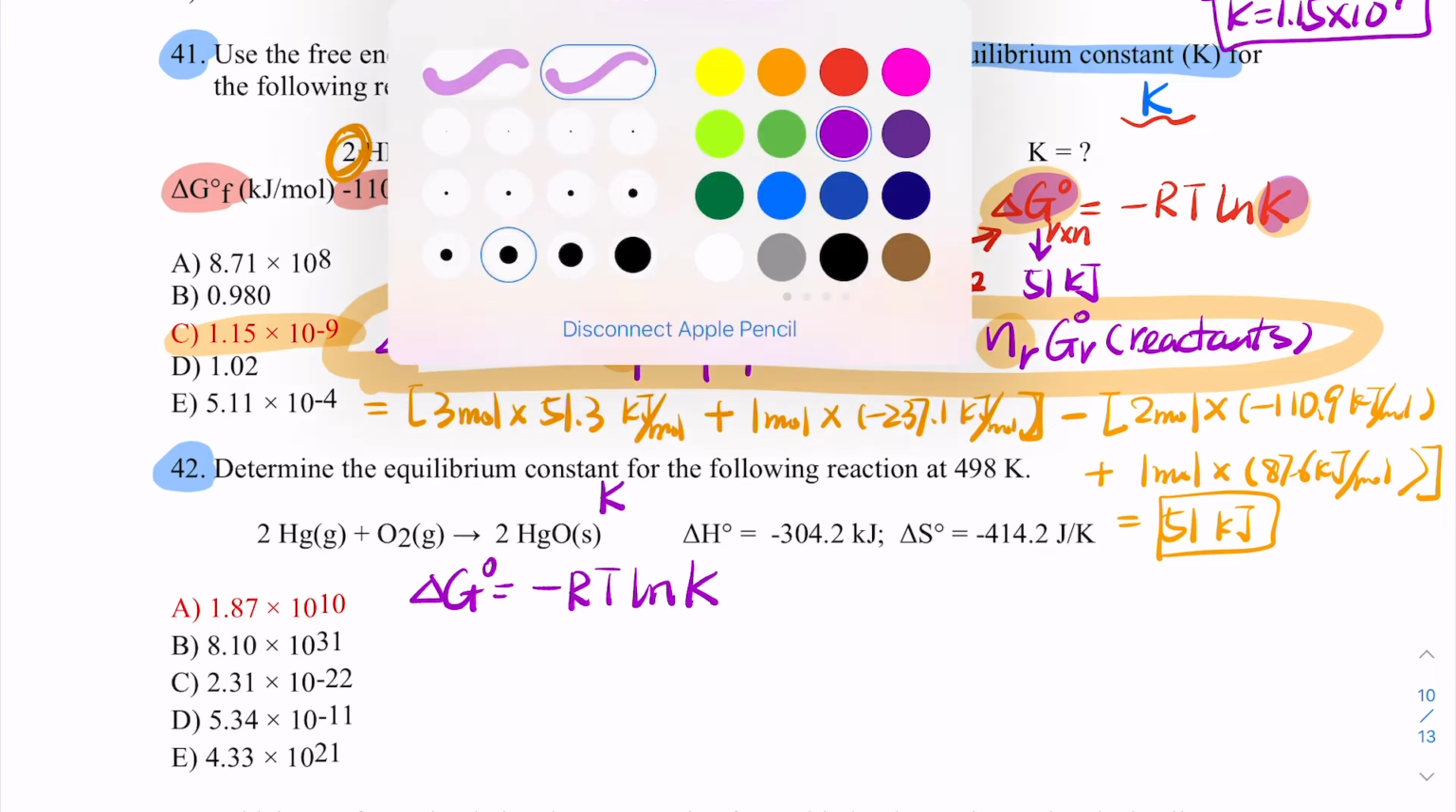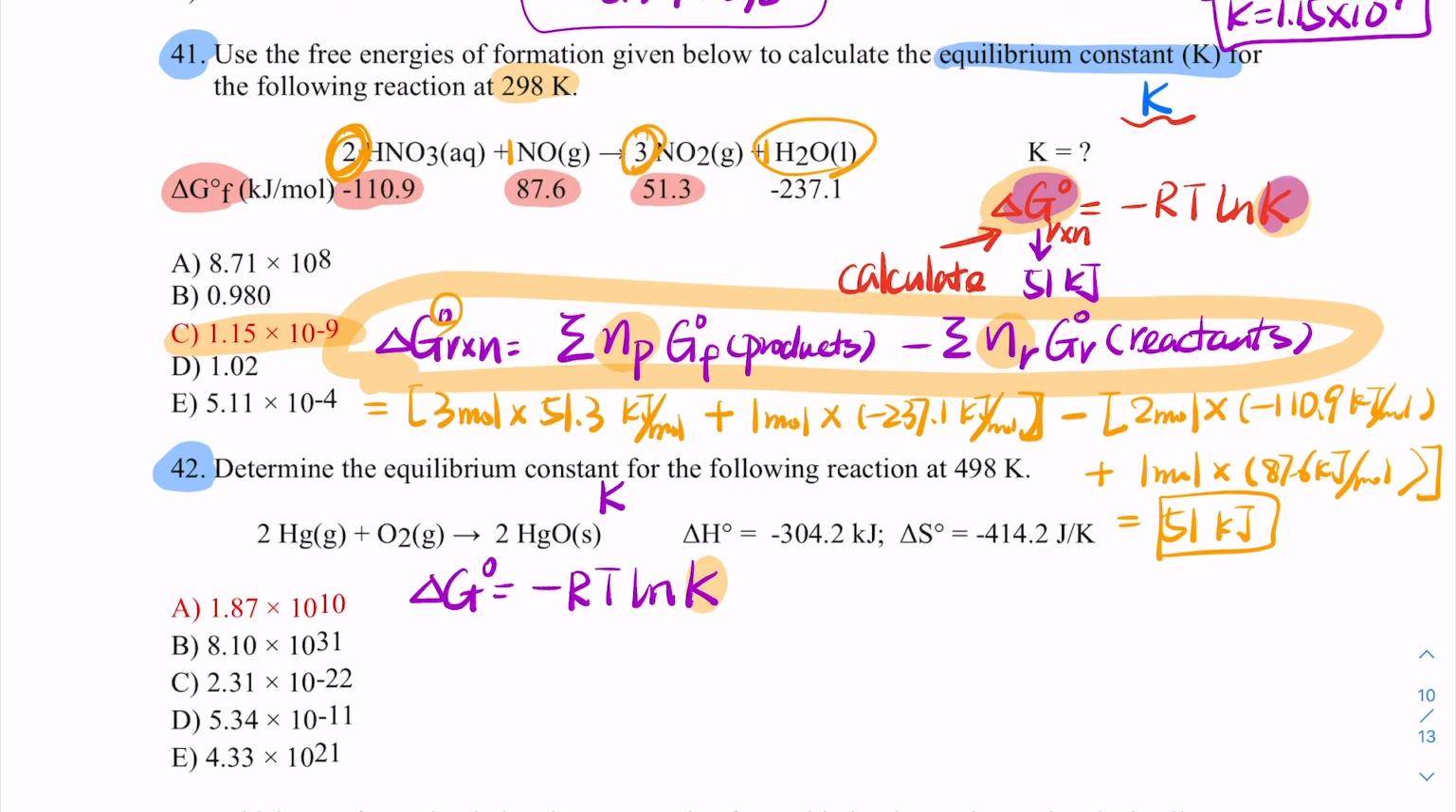So in order to calculate K, you need delta G naught, right? And of course you need the temperature. So you need those two, and temperature is given. Then you can just go from this point, right? You go, delta G naught.